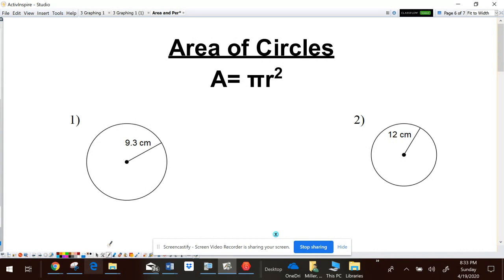All right, first thing I want to talk about is the formula. It's right up here. The area of our circle is pi r squared. So we need to remember that pi is equal to 3.14, and our r equals the radius.